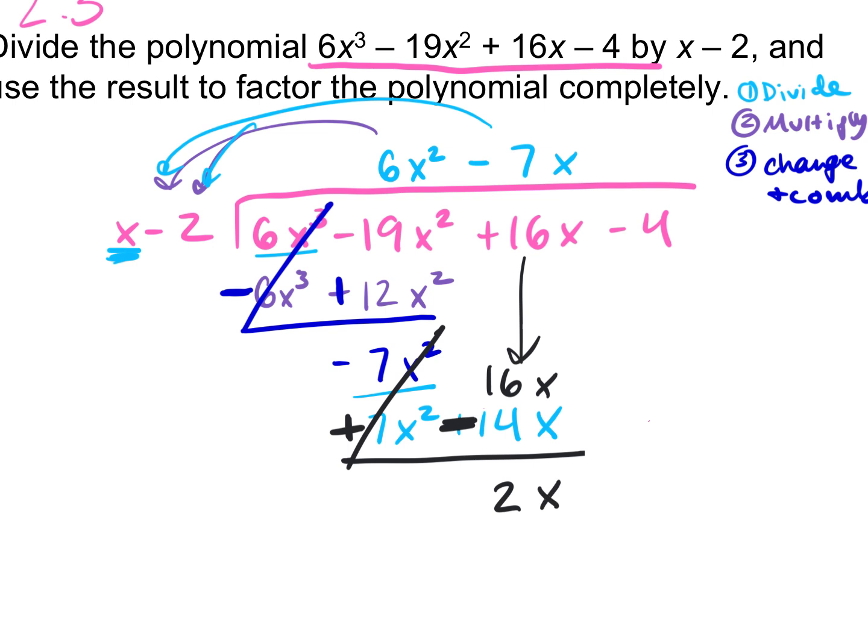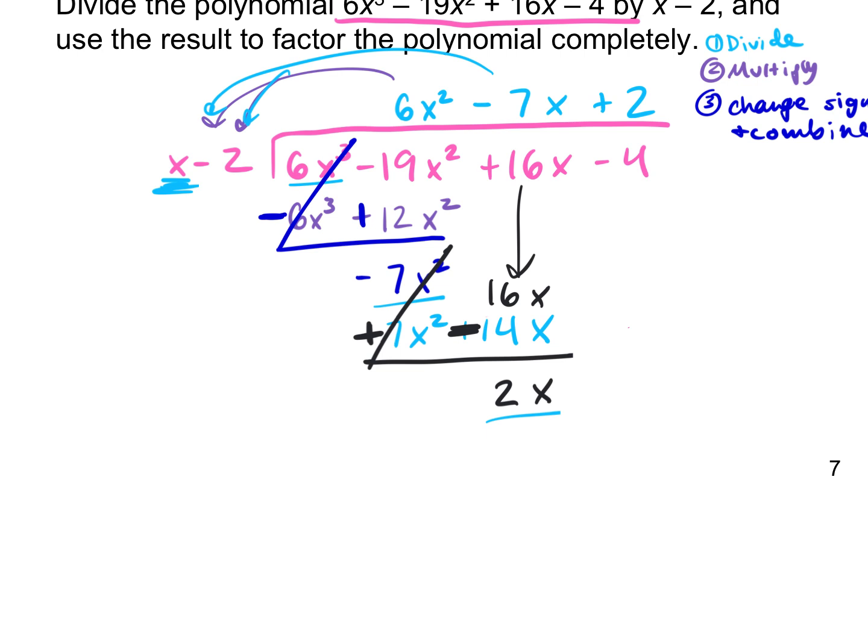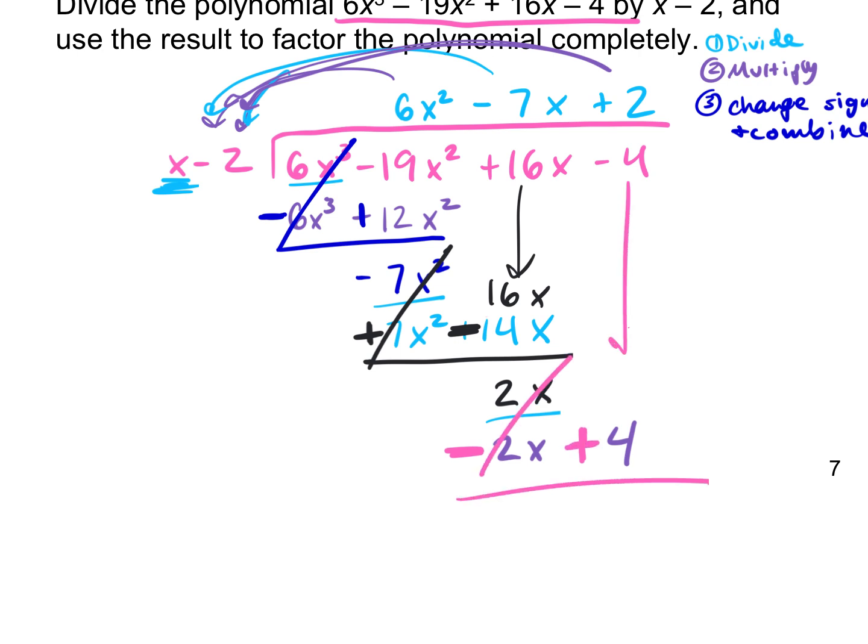Now we do it all again. We're going to divide. What's 2x divided by x? Two. So plus 2. Then we multiply. 2 is going to get multiplied by both things out front. What's 2 times x? 2x. And 2 times negative 2? Negative 4. What's the next step? Change the signs and combine. So 2x minus 2x cancels. Then I have negative 4 plus 4, which would be 0.